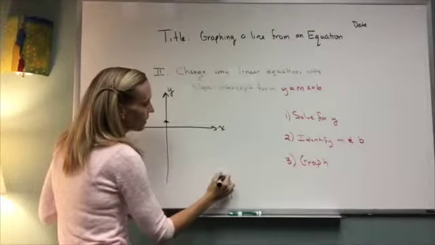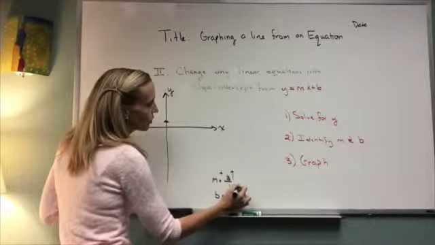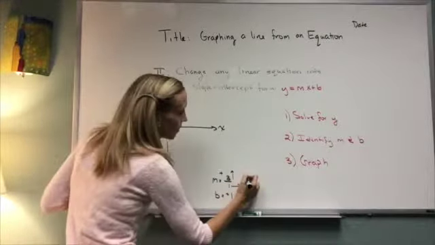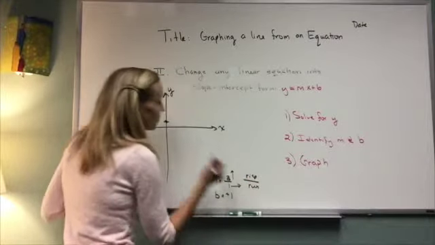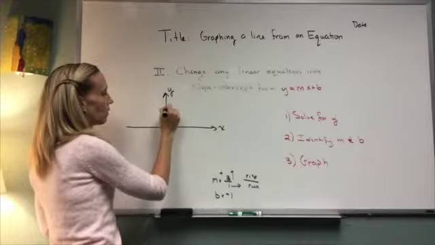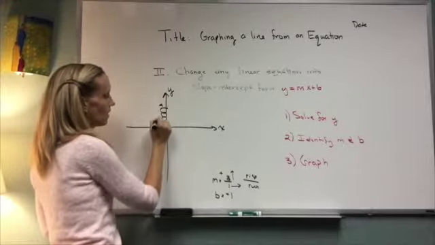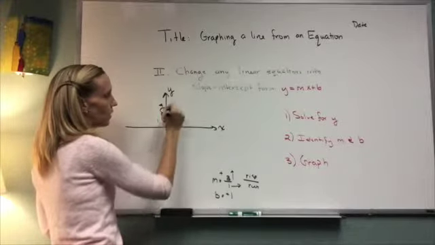And because I have a positive slope, I'm going to go up. And I always go to the right for my run, because remember, this is rise over run. So I'm going to go up 3. So 1, 2, 3. So this is point 4. This is 1. And then I'm going to go to the right 1. So here's my new point.